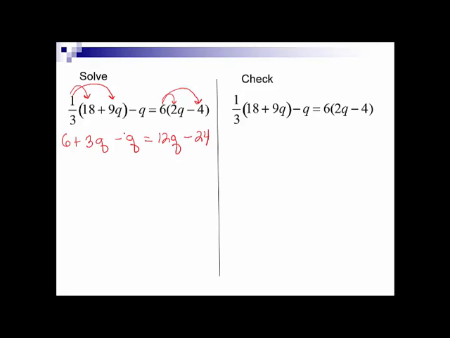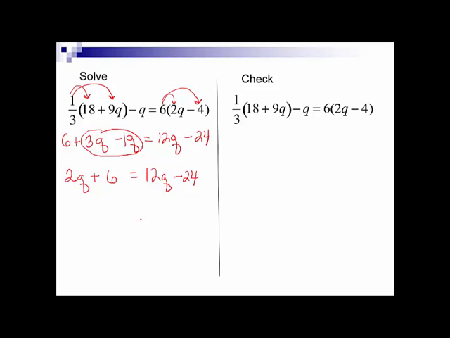As I look on the left, I see I can combine the q's. If I don't have a coefficient, I can always write in a 1. So that's 3q minus 1q. I choose to write that as 2q. 3q minus 1q is 2q. This is a positive 6, so we're still just going to be adding 6 equals 12q minus 24.